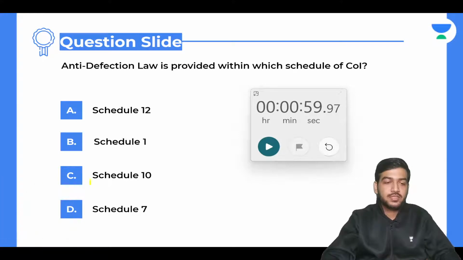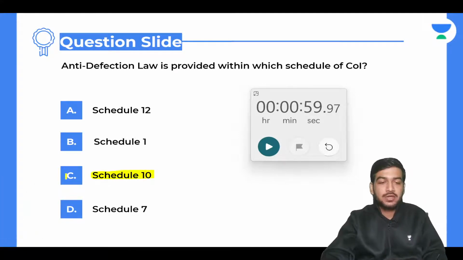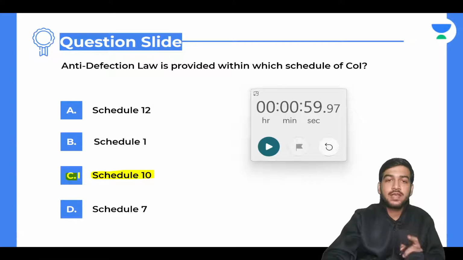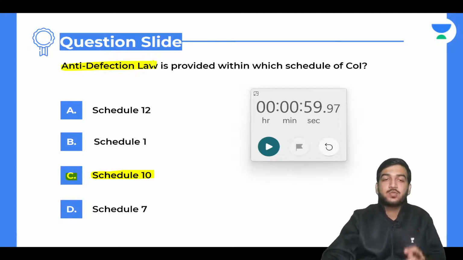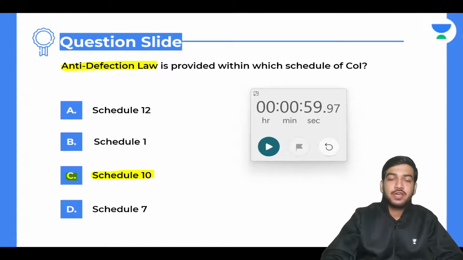The answer to this question is C, Schedule 10. Schedule 10, brought in 1985 through an amendment of the Constitution, is the one that deals with anti-defection law. This one prohibits a member of the assembly from becoming a member of another political party. You cannot shift your allegiance during the tenure of the House. If you change allegiance, then you have to give up your membership of the House.